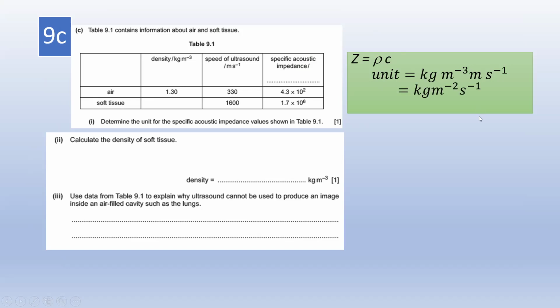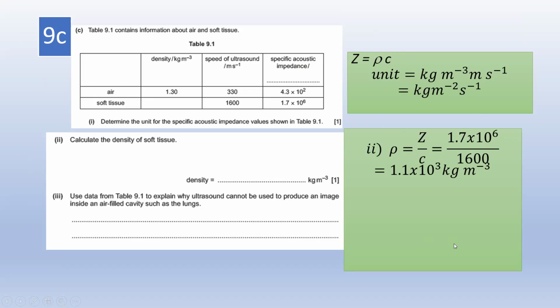Simplify it. Calculate the density of the soft tissue. Same, playing with this formula, that's all. And put in your value for Z, value for speed. Get the answer.